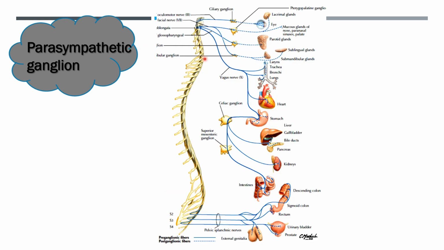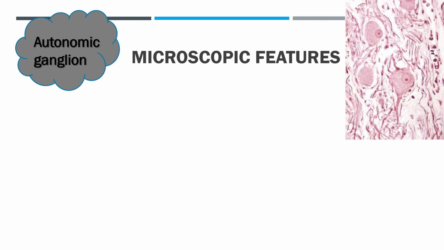Now coming to the parasympathetic ganglia, these are seen in relation to a few cranial nerves and to the sacral nerves. These ganglia are in close proximity to the glands which they are going to supply. So the preganglionic fibers, which are these bold blue lines, are going to be longer as compared to the postganglionic fibers, which are these dotted lines, that are shorter as they are located close to the glands which they supply. So that is about the parasympathetic ganglia. Be it parasympathetic or sympathetic, the microscopic features are the same.